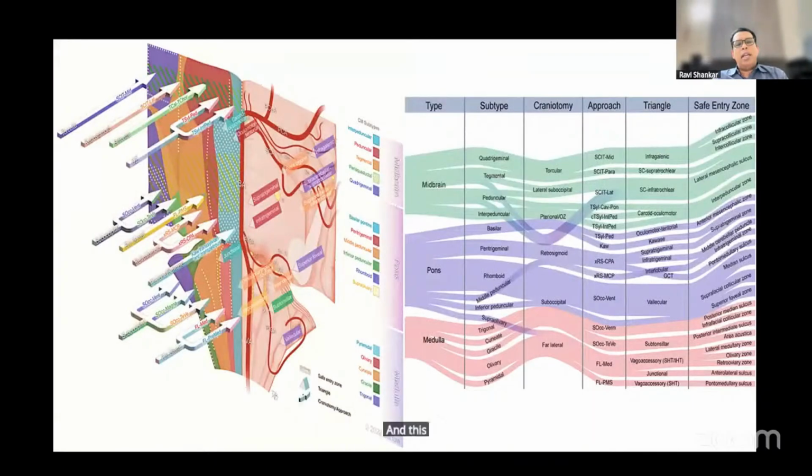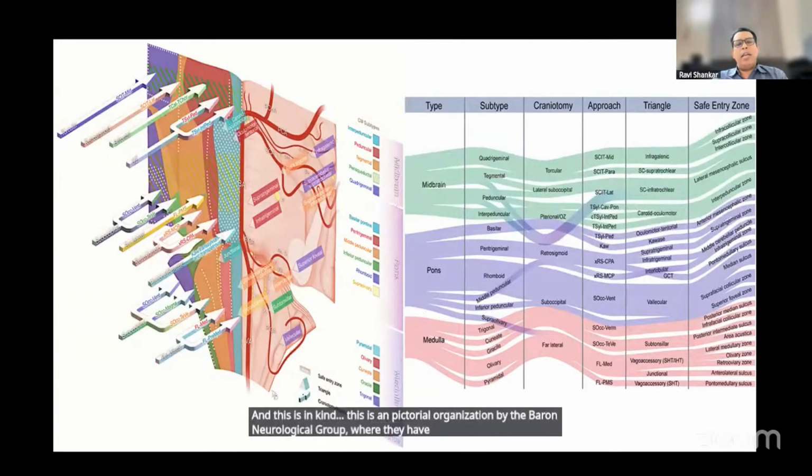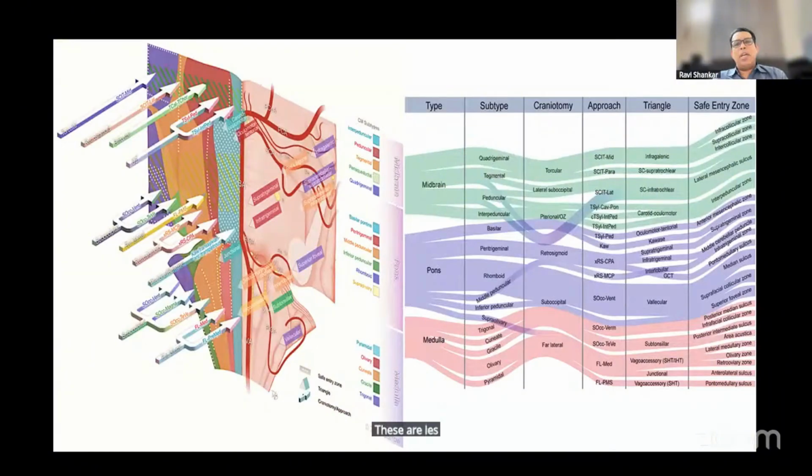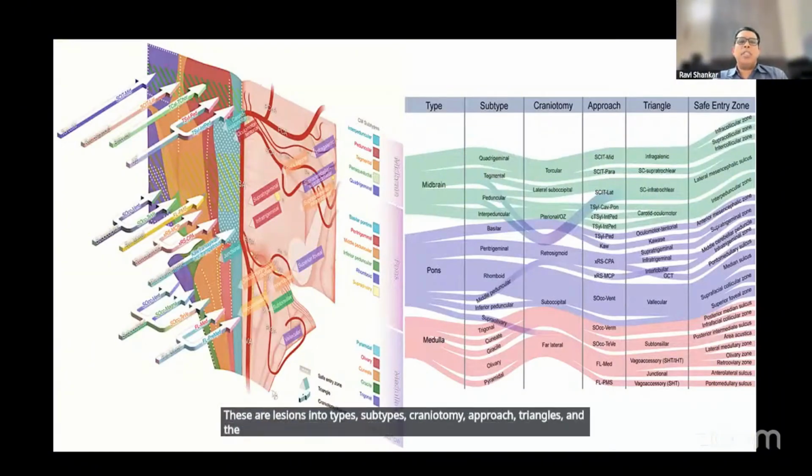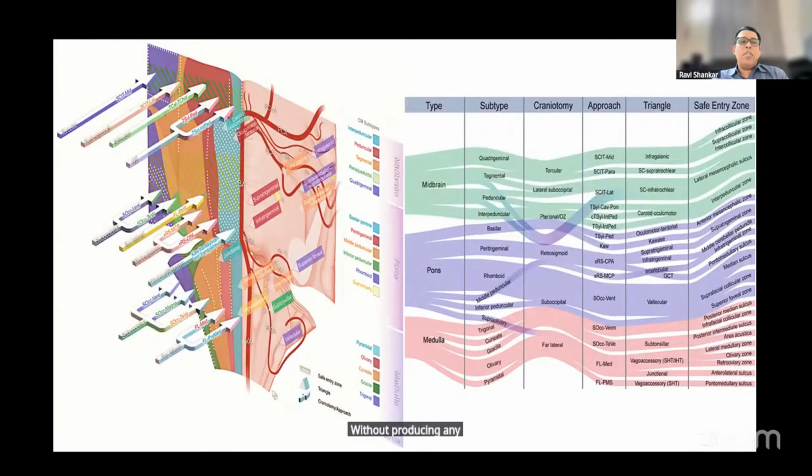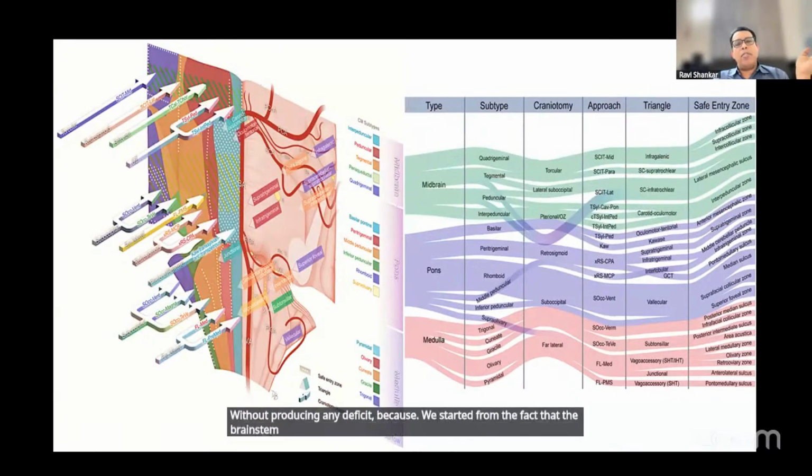And this is a pictorial organization by the Barrow Neurological Group, where they are coming out with a book on cavernomas by Professor Lawton in the coming future, where they have divided all these lesions into types, subtypes, craniotomy approach, triangles, and the safe entry zone concept that they take to reach the lesion without producing any deficit.